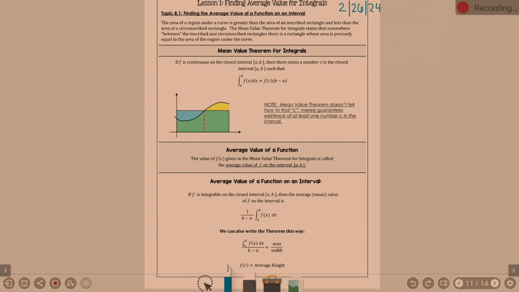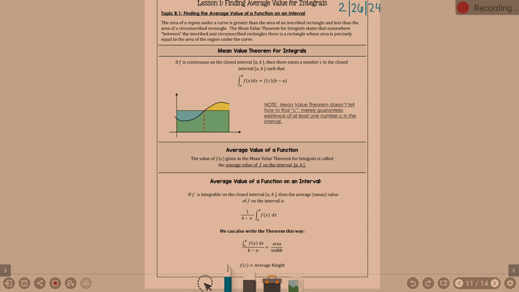Lesson 1 is finding average value for integrals. So basically, what do we do when we're working on a calculus problem and it asks us to find the average value of something? How do we change things up?